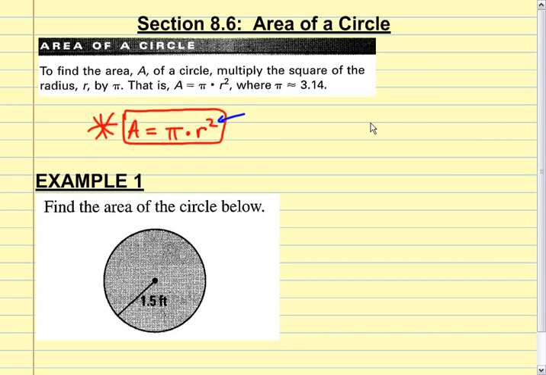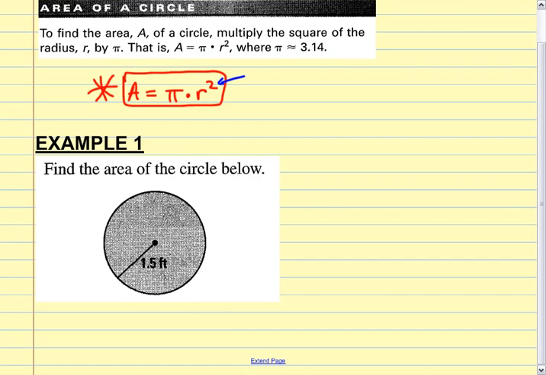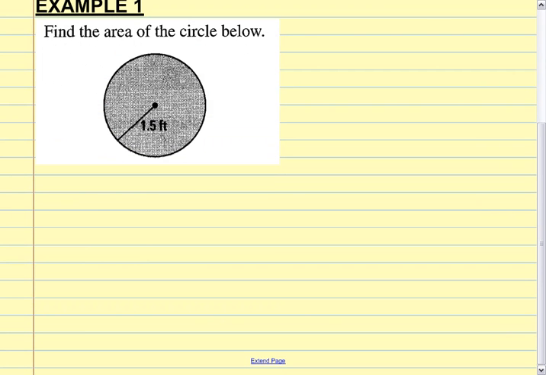Okay. So let's look at this first one here. Example number 1 says, find the area of the circle below. Okay, let's find the area. What's the formula? Now, you have it written in your notes, and I don't have it on the screen anymore. What's the formula for the area of a circle? Emma? Area equals pi times radius squared.